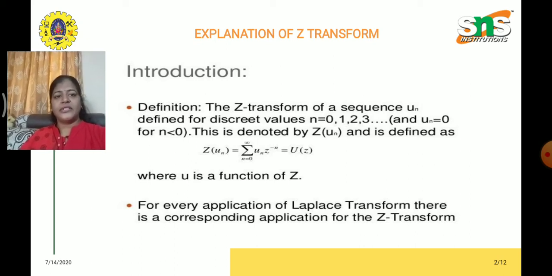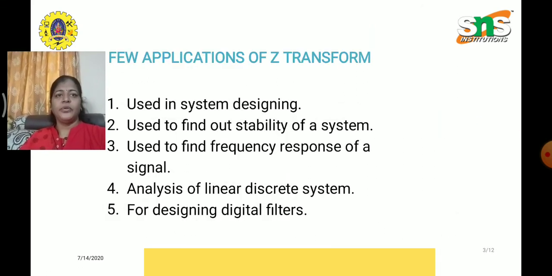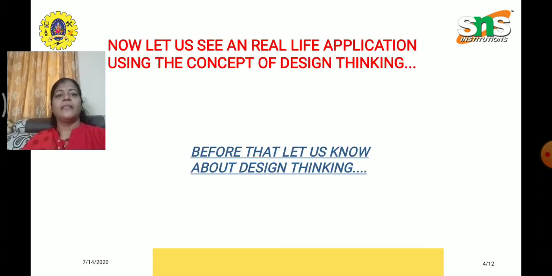For every application of Laplace transform, there is a corresponding application for the Z transform. A few applications of Z transform are: used in system designing, used to find out the stability of a system, used to find the frequency response of a signal, and analysis of linear discrete systems for designing digital filters, which are common uses of discrete Z transform. Now, let us see a real life application using the concept of design thinking.